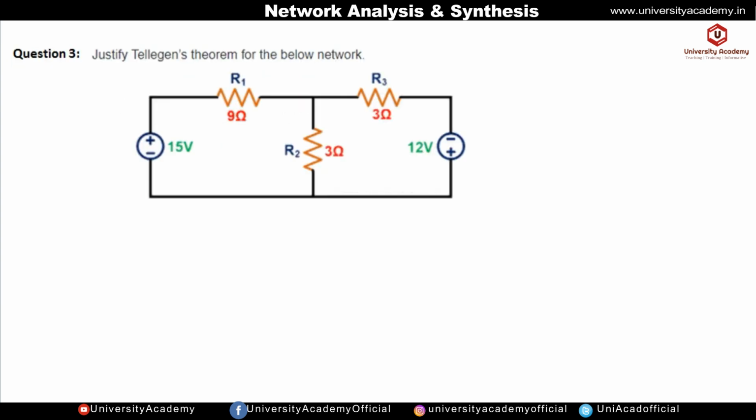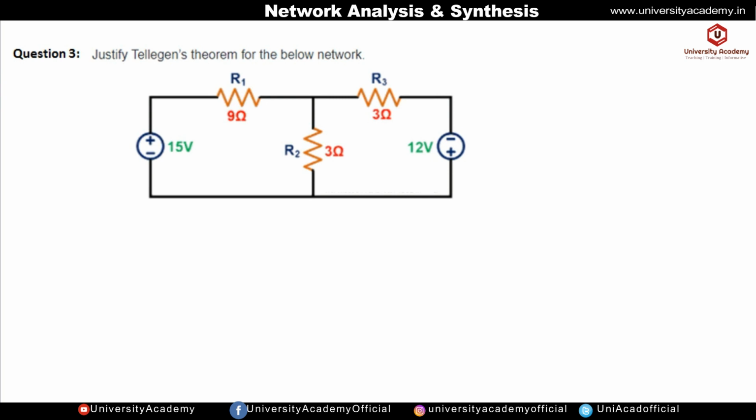Now let us see an example. Justify Tellegen's theorem for the below network. A network is given consisting of 3 resistances and 2 voltage sources. The 15 volt source and the 12 volt source will deliver the power, and the remaining elements, R1, R2, and R3, will absorb the power.